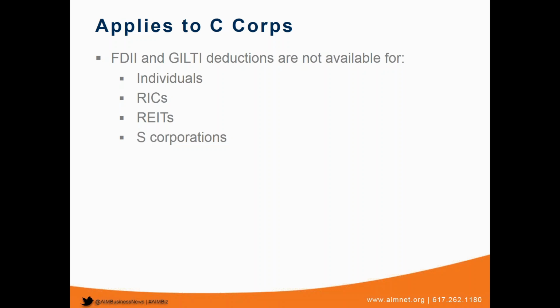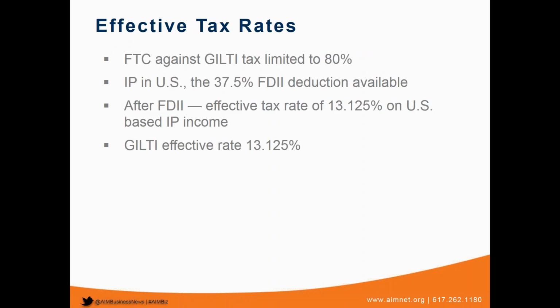GILTI and FDII deductions don't apply. They only apply to C corps. They don't apply to individuals or S corporations. So that's something to think about in terms of entity choice. So again, we kind of went through this. It gets to the 13.125%, which is what Congress thought was a reasonable tax, and essentially is serving as a minimum tax on foreign income.